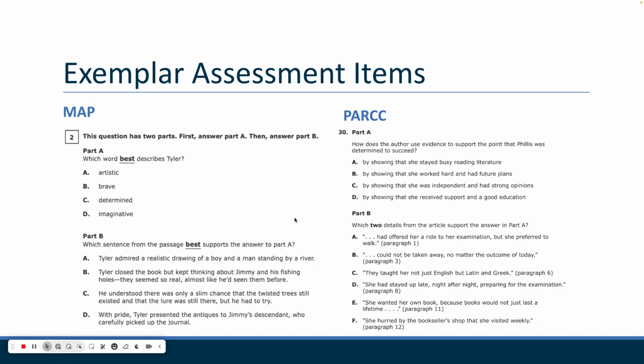In the map example, students are going to have to assign a trait to a character in Part A and then support that conclusion with a sentence in Part B. In the Park example, the students are given the trait. They're determined to succeed, and they need to explain how the author showed this in Part A and then again support it in Part B.